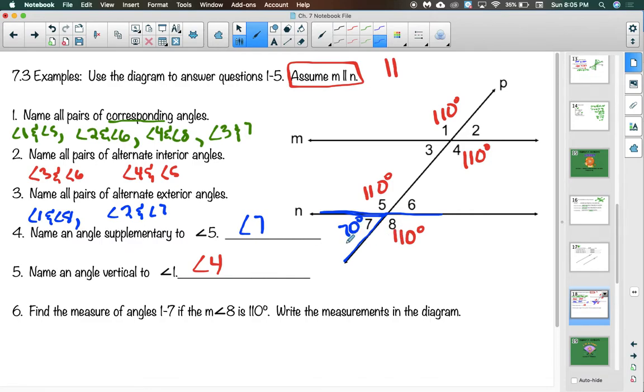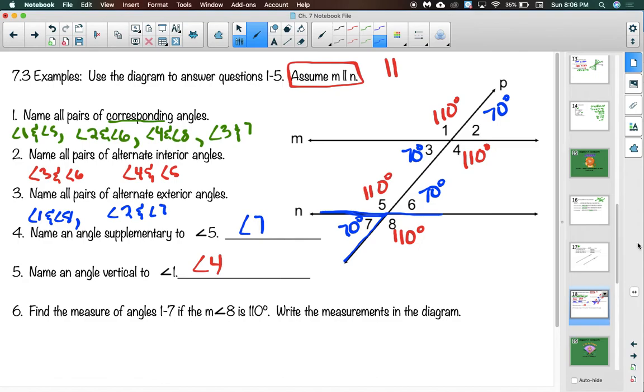If angle 7 is 70 degrees, then angle 6 is 70 degrees because they are vertical angles. If angle 6 is 70 degrees, then angle 3 is also 70 degrees because they are alternate interior angles. And since these two lines are parallel, we know alternate interior angles are equal, congruent. And if angle 6 is 70 degrees, then angle 2 is also 70 degrees because they are corresponding angles. And the corresponding angles are congruent because these two lines are parallel. So that's just one way to find all those angles.